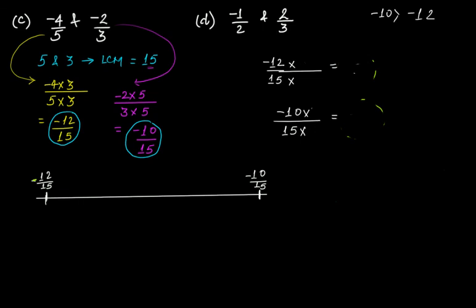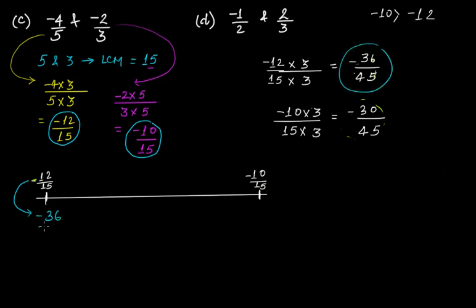With 3, 3 and 3, you get minus 36 over 45 and minus 30 over 45. Now that's better. Now you can have 5 numbers, exactly 5 numbers. So this minus 12 over 15 can be written as this equivalent rational number, that is minus 36 over 45, and this minus 10 over 15 can be written as an equivalent rational number of minus 30 over 45, right?